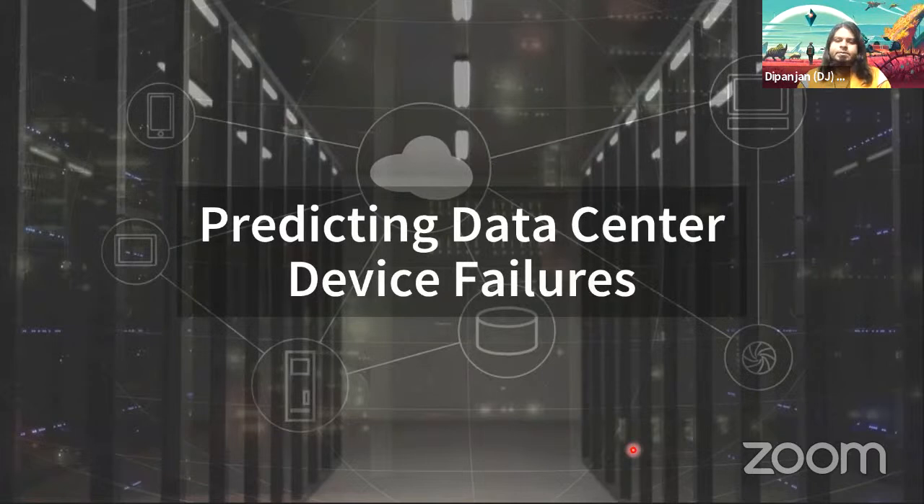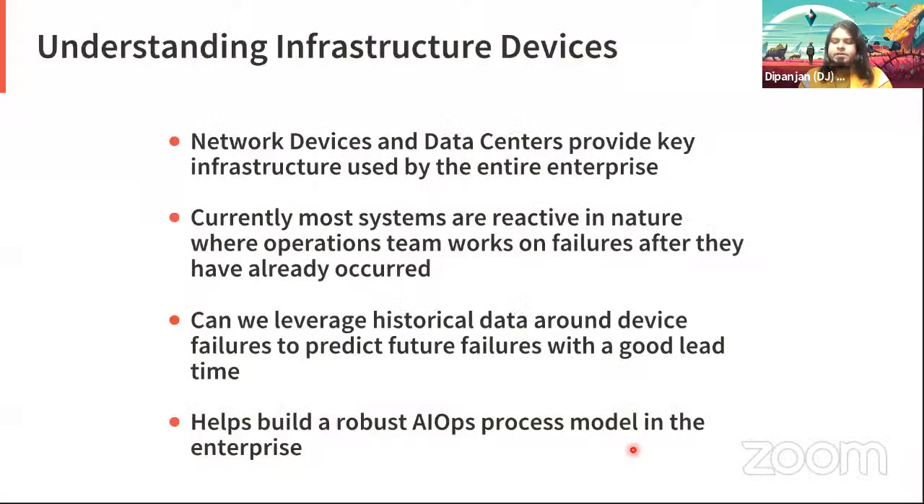So the first problem is about predicting data center device failures. If you think about any kind of a company which is operating at scale, usually any company will have some kind of servers or data centers along with interconnected network devices. So let's say when you are logging into Zoom, Zoom has a data center, which is basically enabling them to start the meeting, and then you are joining the link. If Zoom's data center goes down, this entire call can go down.